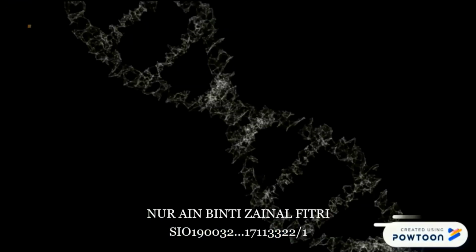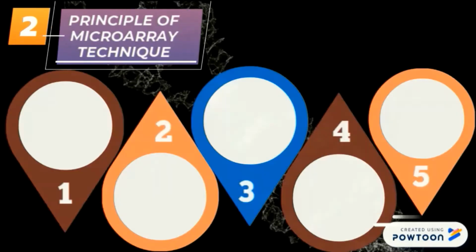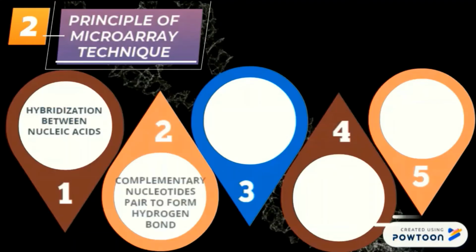The principle of DNA microarray technique. The principle of DNA microarrays lies on the hybridization between the nucleic acid strands. The property of complementary nucleic acid sequences is to specifically pair with each other by forming hydrogen bonds between complementary nucleotide base pairs. For this, samples are labeled using fluorescent dyes.